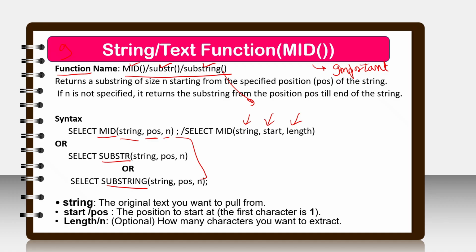Okay, so string means the original text from which you want to extract a value. Position or start means from which character you want to extract. And length is optional. If you provide length, then that many characters it will take. Otherwise, it will go till the last. Okay, so let's see some examples, then it will be clear to you.